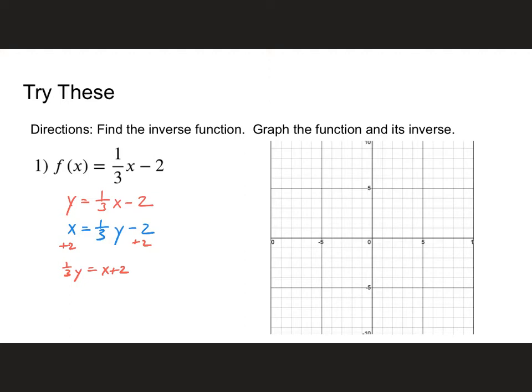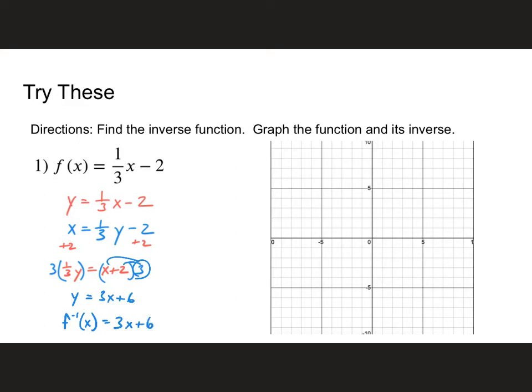And then how do I undo multiplying by 1/3? I know, I'll multiply by 3. That'll be so much easier. So that gives me y equals what? Distribute the 3, so I get 3x plus 6. Okay, so there's my equation. And I'd like to use the appropriate notation, so I'll rewrite that as f inverse of x equals 3x plus 6. I think it's a good idea to use the proper notation here.